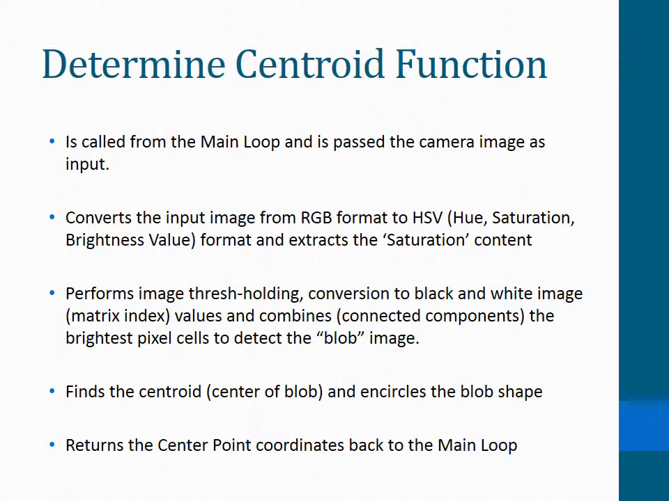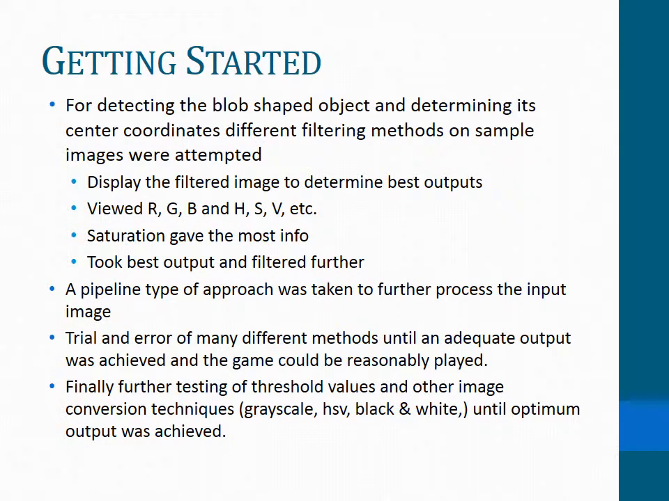Getting started. For detecting the blob-shaped object and determining its center coordinates, different filtering methods on sample images were attempted. As well, some of the following steps were taken. We displayed the filtered image to determine the best outputs. We viewed RGB and HSV color spaces. In our case, saturation from the HSV gave us the most information. We took the best output and filtered further.